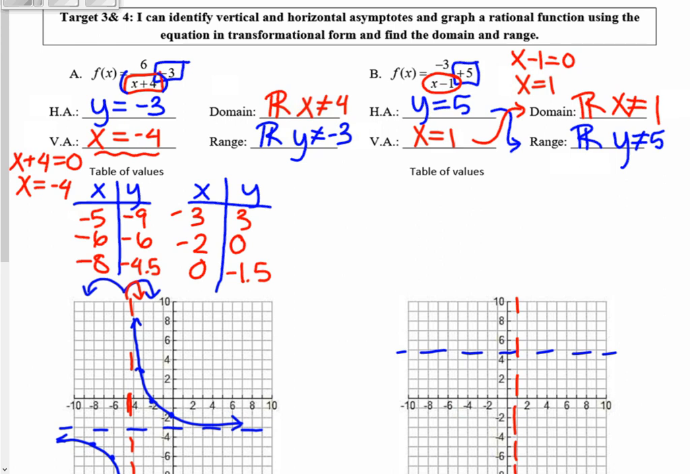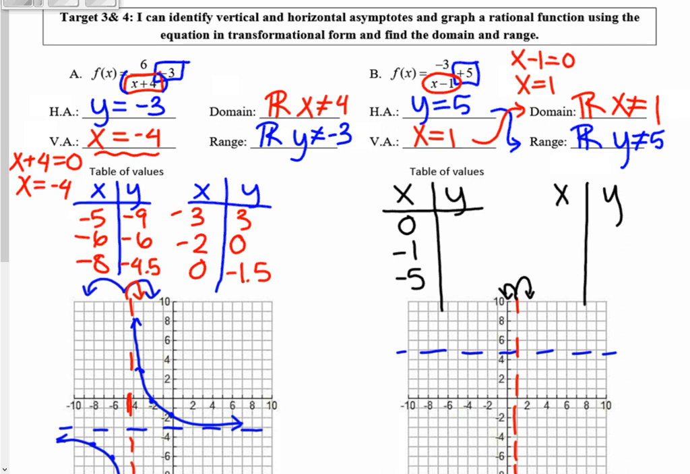I'm going to go ahead and make my two tables. So my first table, to make my first branch, I'm going to do it as the left-hand side. So remember, that means I want to the left-hand side of my asymptote. So I'm going to start at 0. I'll do -1, and then how about -5? For my second branch, I'm going to go to the right of that asymptote. So the first thing I'm going to start at there is 2. I'm going to do 2, 3, and 8.